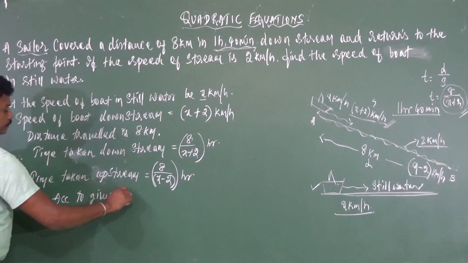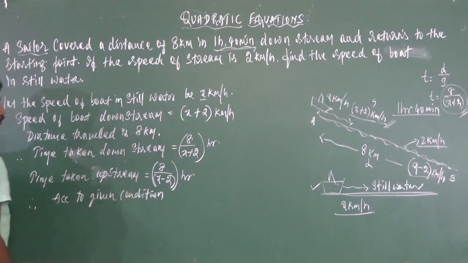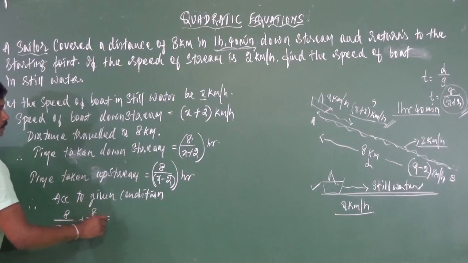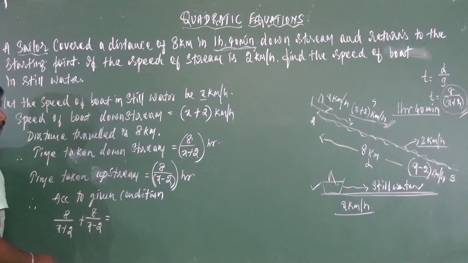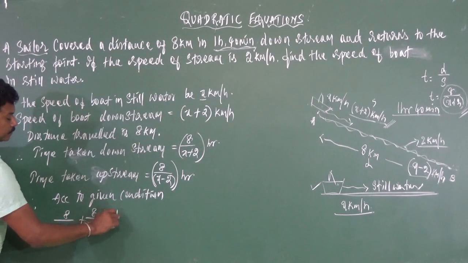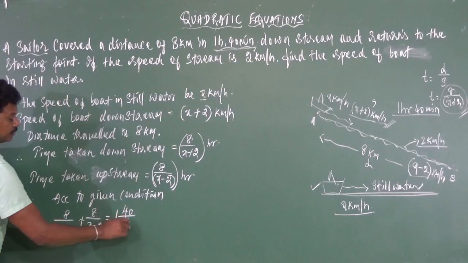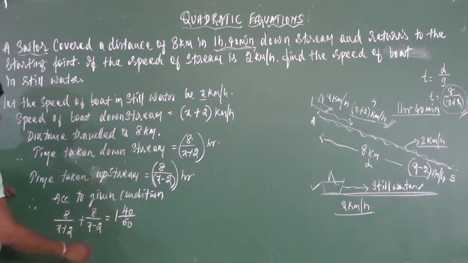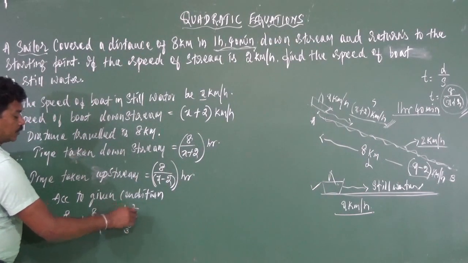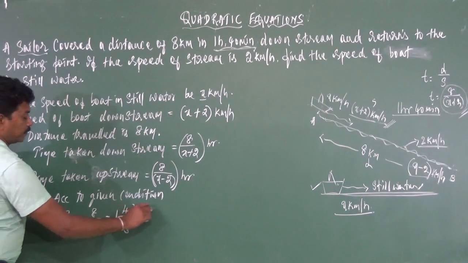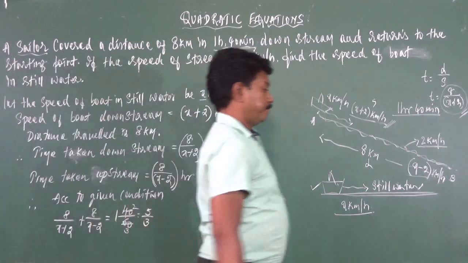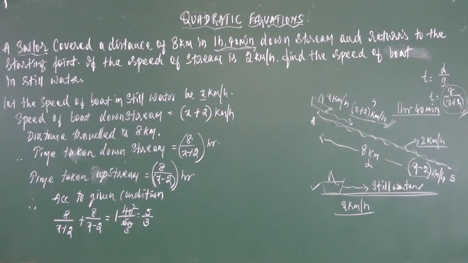So according to the given condition, 8 by x plus 2 plus 8 by x minus 2 is equal to 1 hour 40 minutes. We have to convert the minutes into hours, so this is how we can convert here. 1 hour 40 minutes is 1 and 40 by 60, which is 1 and 2 by 3, that is 5 by 3 hours. Okay. We will convert this into a quadratic equation now.